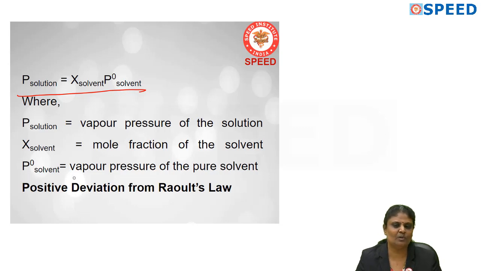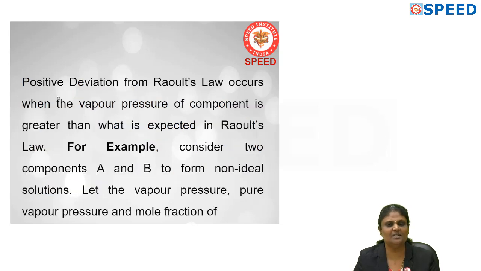Positive deviation from Raoult's law occurs when the vapor pressure of a component is greater than what is expected in Raoult's law. In the given example, ethanol and acetone are the solvents, so it is an example of positive deviation from Raoult's law.